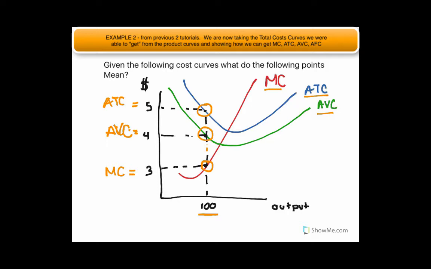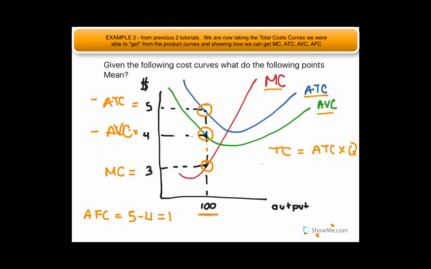But if you're trying to find things such as, for example, average fixed costs, you would just take the difference between average total costs and average variable costs, that 5 and 4, to get average fixed costs, which would be 1. And then you can also get total cost from this curve if you take average total cost and multiply it by output.